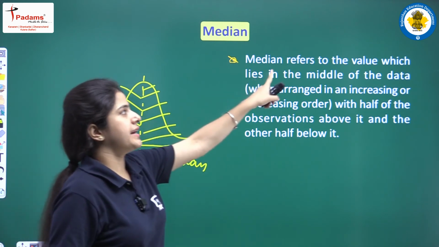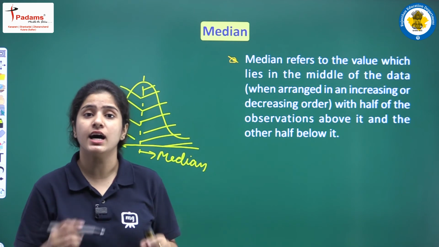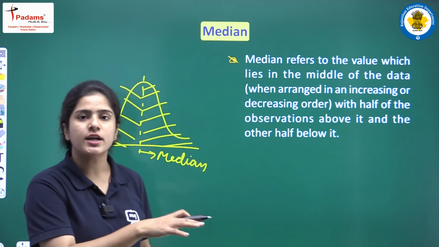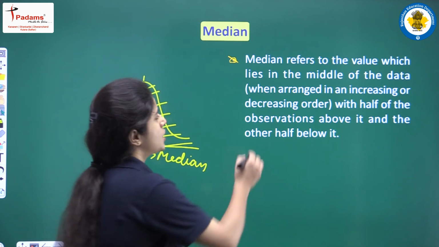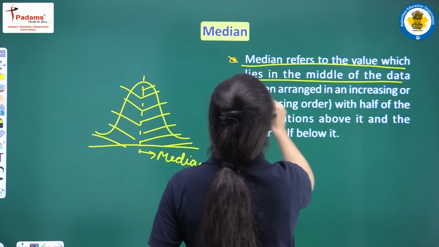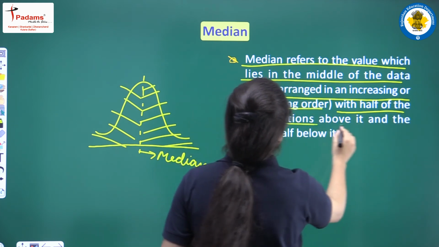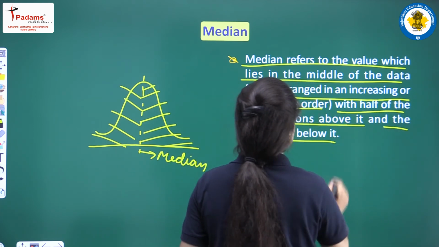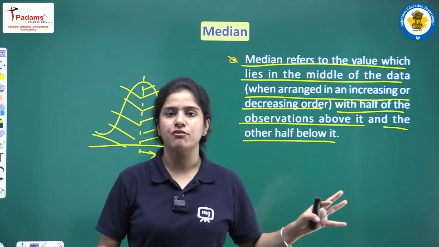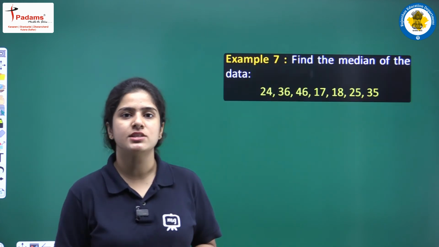So students, median refers to the value which lies in the middle of the data when arranged in increasing or decreasing order, ascending or descending order, with half of the observations above it and half of the observations below it. Alright students, half will be the above part of it and half will be the below part of it.